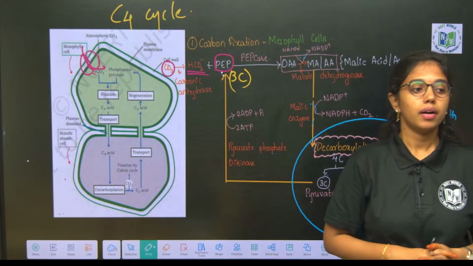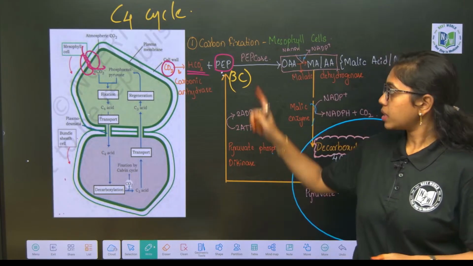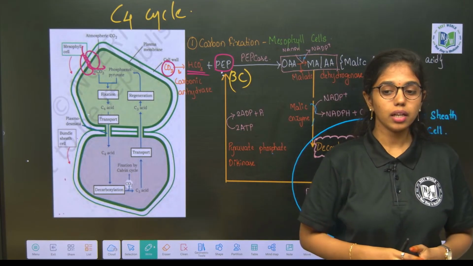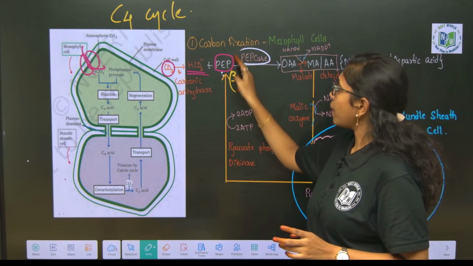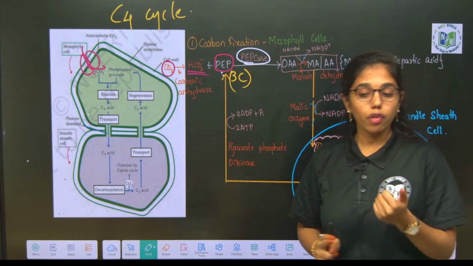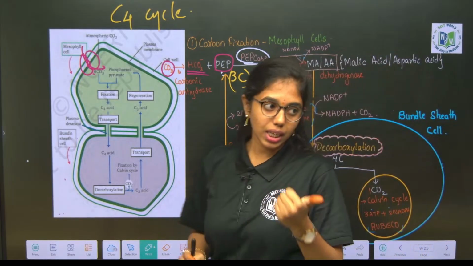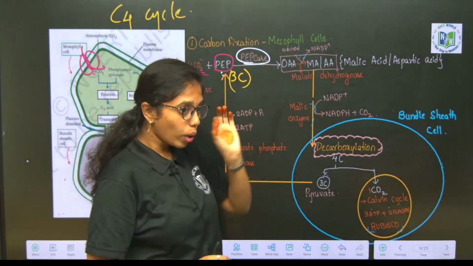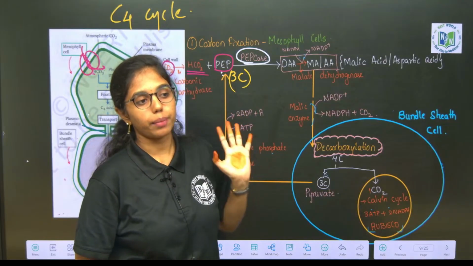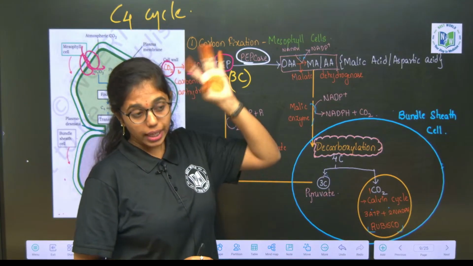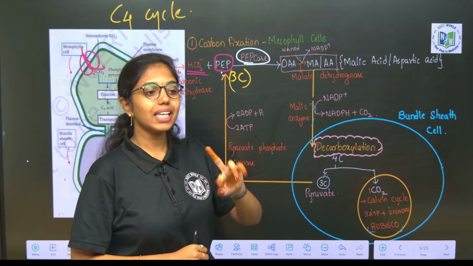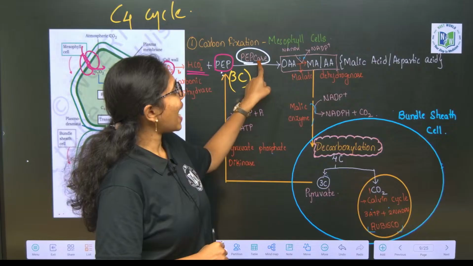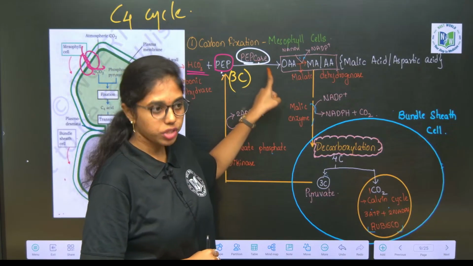Ribulose 1,5-bisphosphate. Good. What is the primary acceptor in C4 cycle? Phosphoenol pyruvate. Okay. And this is catalyzed by the enzyme PEPcase, phosphoenol pyruvate carboxylase. So this has affinity only to bind with carbon dioxide, whereas the enzyme which is catalyzing in C3 plants is Rubisco, that has equal affinity to bind. So this is an added advantage and adaptation of C4 plants.